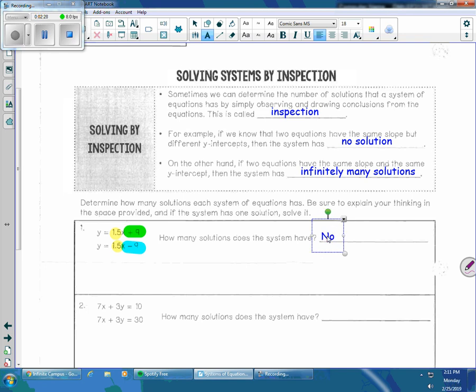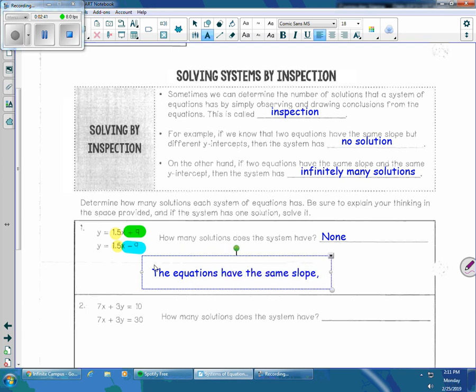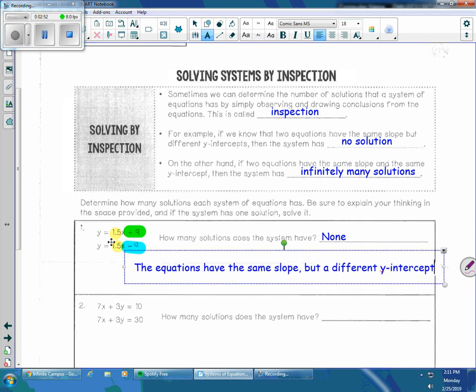How many solutions does the system have? None. Okay. Why? How do I know this? The equations have the same slope, but a different y-intercept. If I did graph this, I would have parallel lines. Okay.